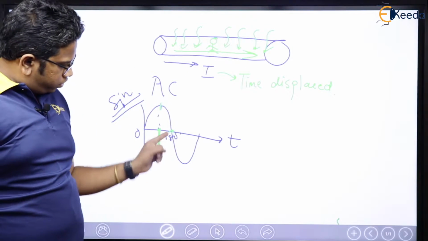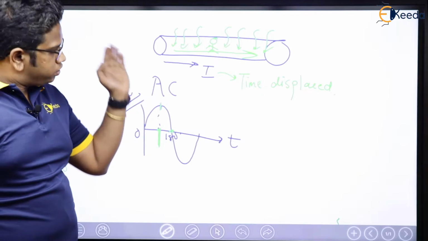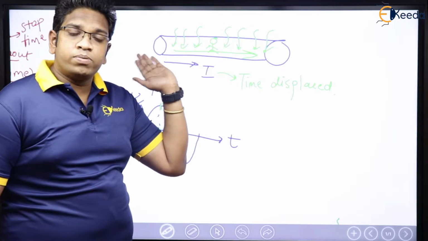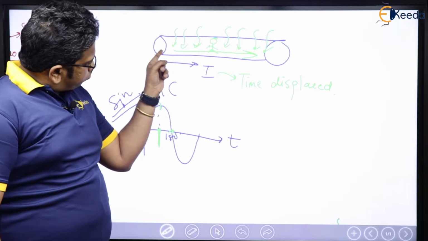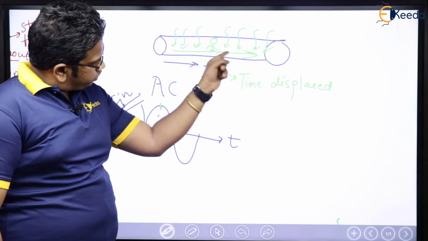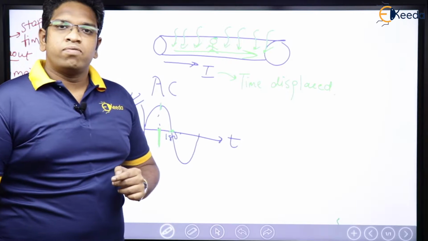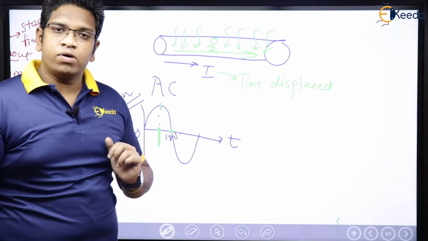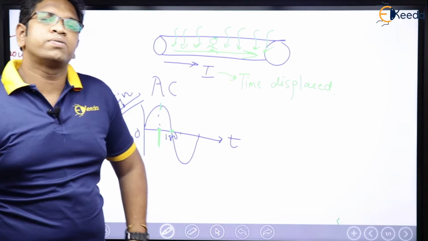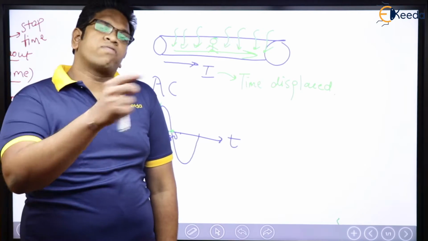Now, step 1 is done. I stopped here. Step 2 is just to move through the conductor and observe if there are any variations. And I see that here also current is 0, here 0, here 0, here 0, here 0, here 0. Which means current is not space displaced because I was not able to find any variations in space. I hope you have got the point, right?